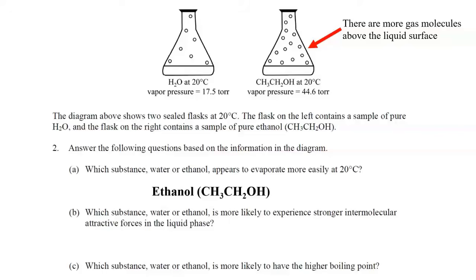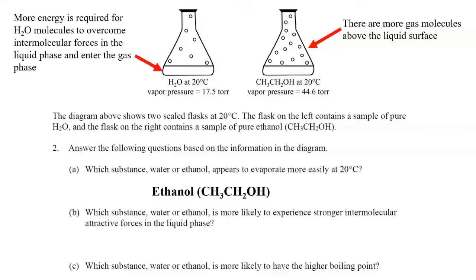Part B, which substance, water or ethanol, is more likely to experience stronger intermolecular attractive forces in the liquid phase? And that's going to be water, because if there are fewer molecules of water vapor above the surface, then it must be more difficult for the water to change from a liquid to a gas. So more energy is required for water molecules to overcome the intermolecular forces in the liquid phase and enter the gas phase. Stronger intermolecular forces for water is going to lead to a higher boiling point. So it's going to require more energy to turn water from a liquid to a gas.